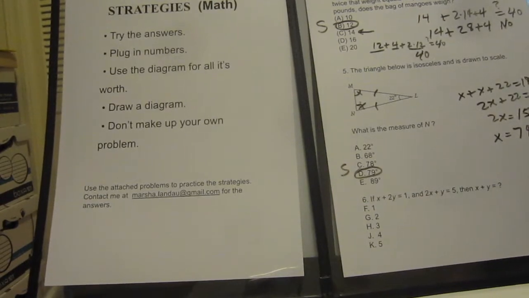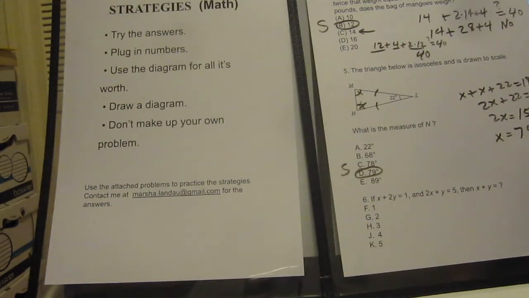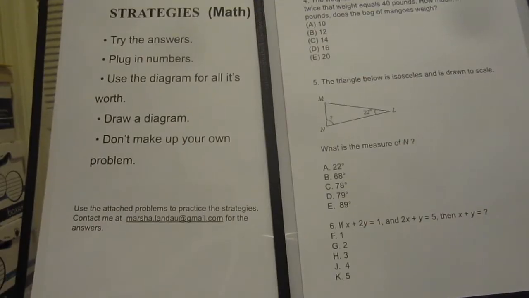So far we've used try the answers. We did that on number 4. We used plug-in numbers earlier, and we used the diagram for all it's worth. We drew a diagram for 2 of them. So far you haven't seen an example where you shouldn't.